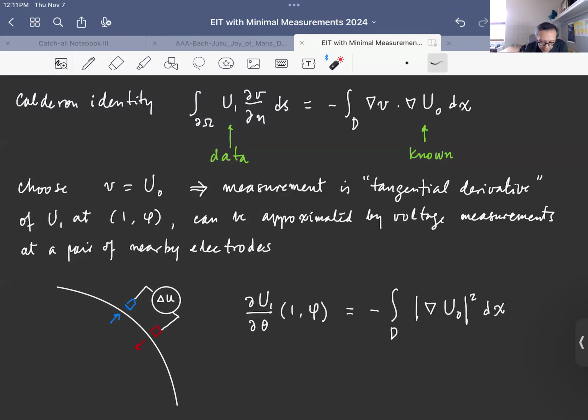So if I accept this as the model for the forward problem, then you have this equation: the measured tangential derivative at the boundary, approximated by this voltage drop across two very nearby electrodes, is equal to the integral of the gradient of the background field squared over the unknown region D. As you can already see, if I move this pair of electrodes around, meaning I move my voltmeter around the boundary of the object and measure the voltage drop across the electrodes, then I should, in principle, be able to determine what this shape is for this problem.